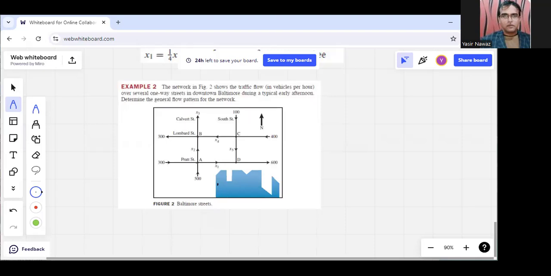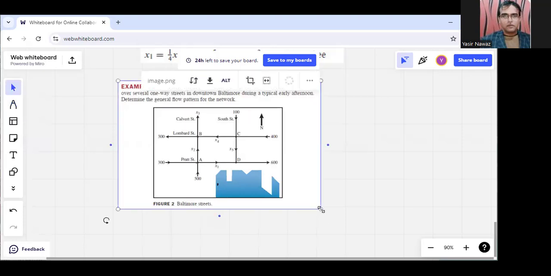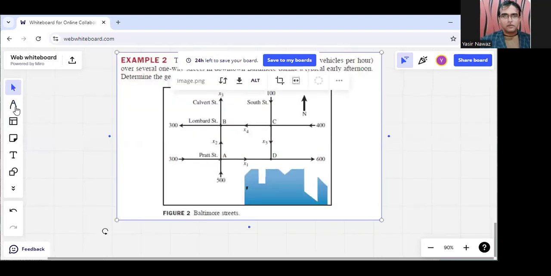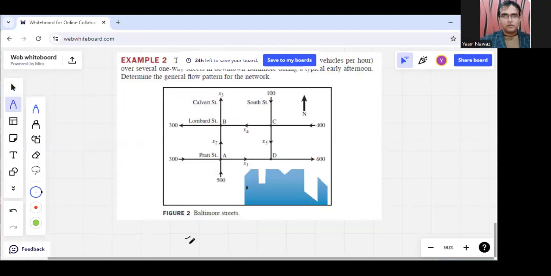So here the first equation can be 300 plus 500 is equal to x1 plus x2. This is x1 and this is x2.